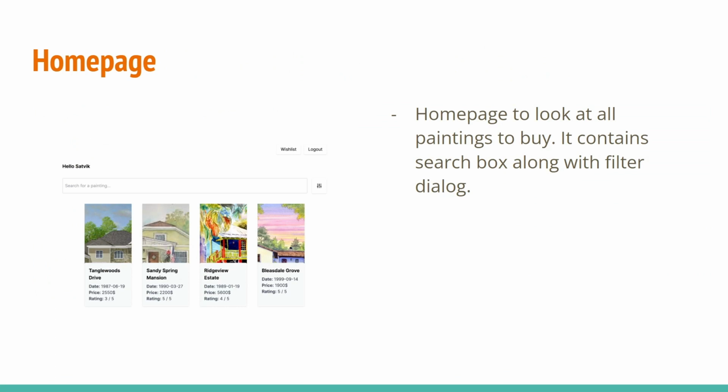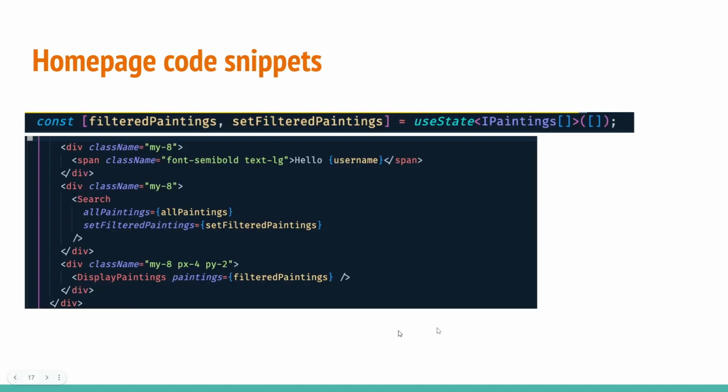So, the home page. After logging in or signing up for an account, you're going to come here to the home page, where you see all the paintings, and it contains the search box and the filter dialog button next to the search box. We have each card. So this is the homepage snippet over here.